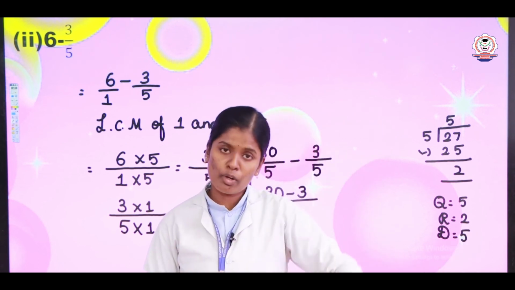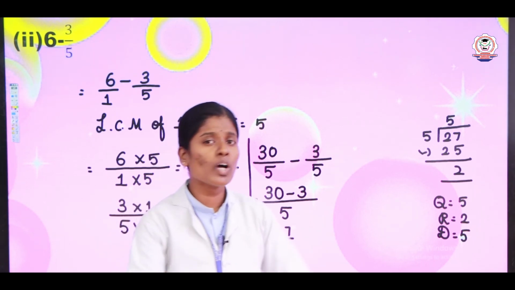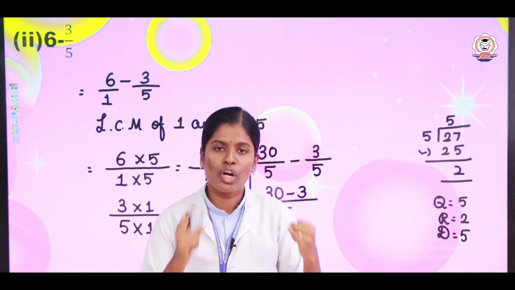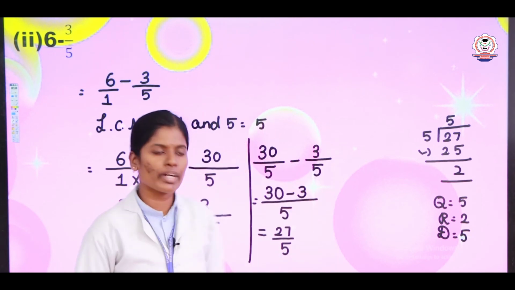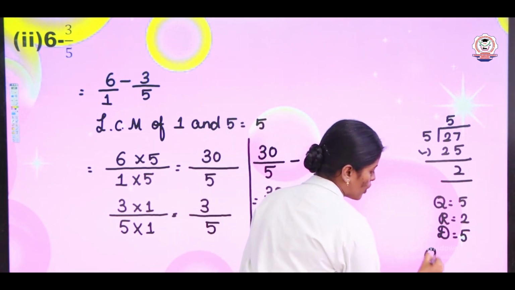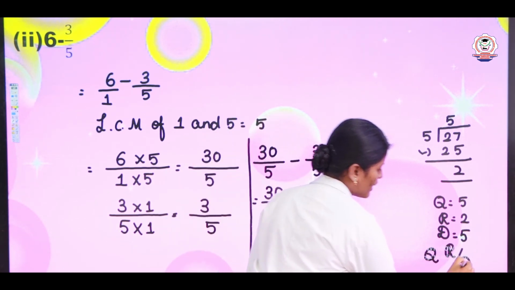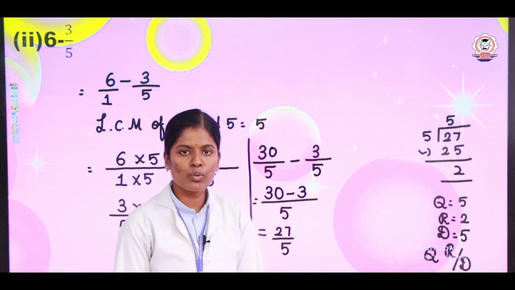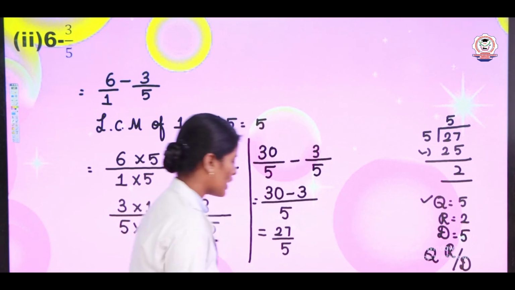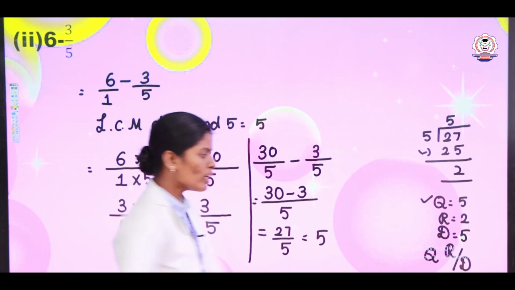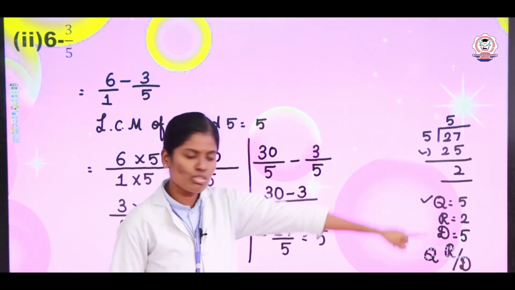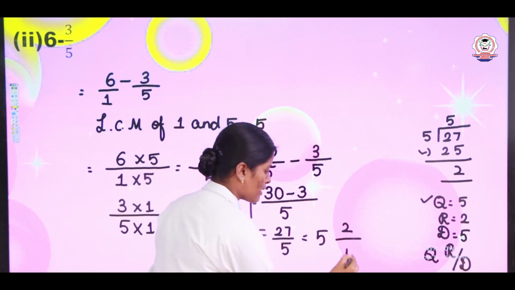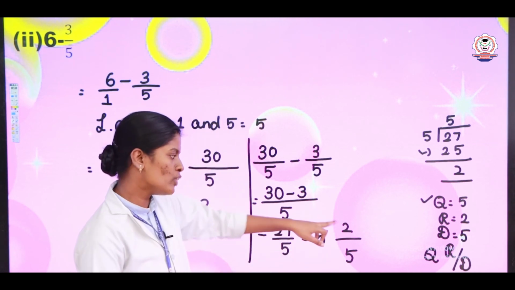Listen children, to convert an improper fraction into a mixed fraction we have one formula. The formula is Q R divided by D. Quotient, remainder and then divisor. Here what is the quotient value? The quotient value is 5. So write here 5. Then what is the remainder value? The remainder value is 2. So write 2. Then finally the divisor value is 5. So write 5. Our final answer is 5 2 by 5.